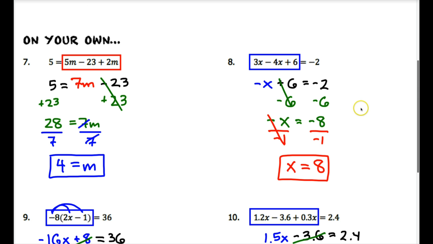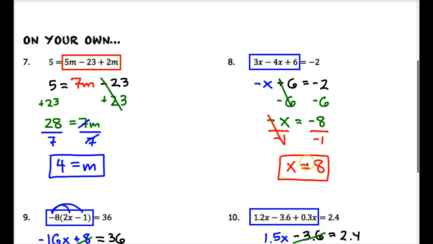Okay, so you can check your answers now. For number 7, you should have had m equals positive 4. Again, combine like terms on the right side first. 5m plus 2m is 7m. And then we add 23 and divide by 7 in order to get 4.